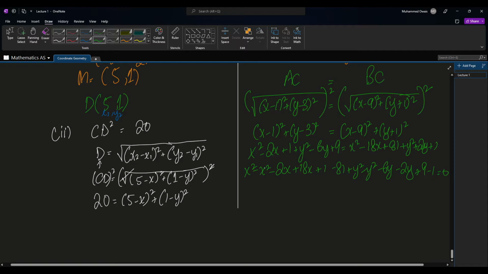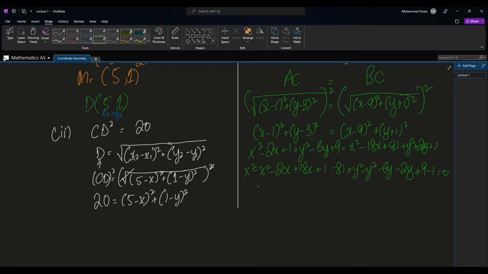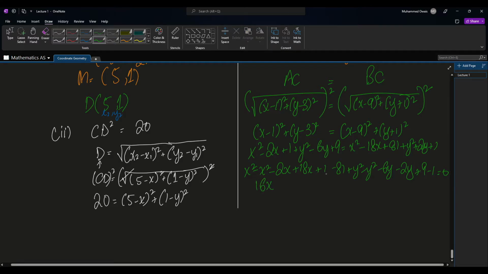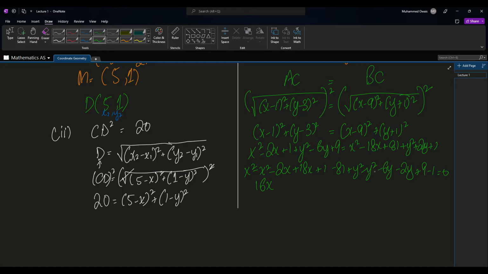Now then, x square minus x square is 0, y square minus y square is 0. 18x minus 2x will become 16x. Now then, plus 1 minus 81 plus 9 minus 1. If we resolve this, this comes out as minus 72. And if we resolve minus 6y minus 2y, it becomes minus 8y equals 0.